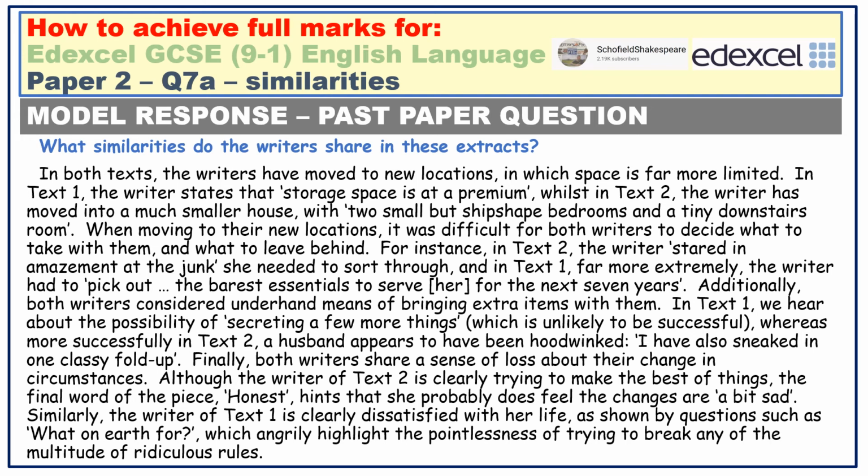Finally, both writers share a sense of loss about their change in circumstances. Although the writer of text 2 is clearly trying to make the best of things, the final word of the piece, "honest", hints that she probably does feel the changes are a bit sad. Similarly, the writer of text 1 is clearly dissatisfied with her life, as shown by questions such as "what on earth for", which angrily highlight the pointlessness of trying to break any of the multitude of ridiculous rules.